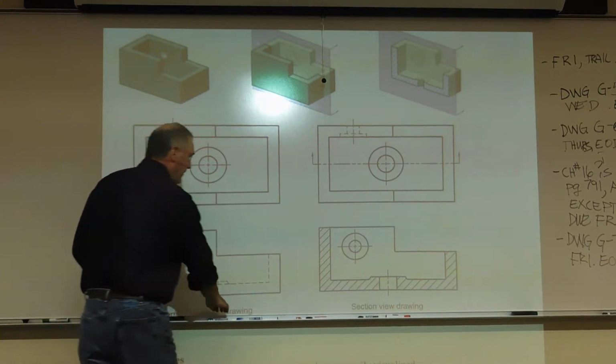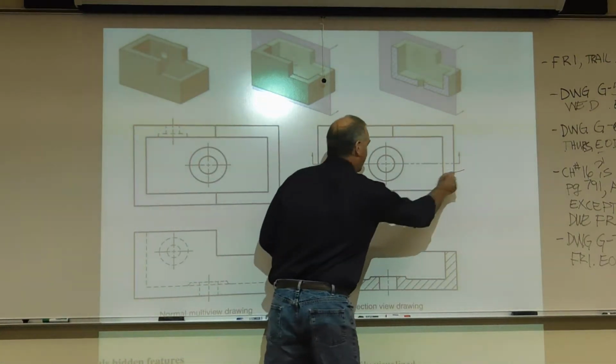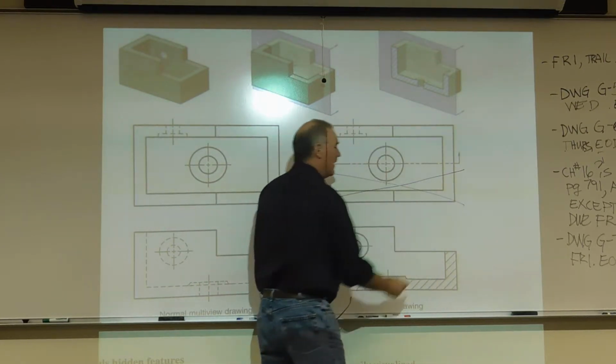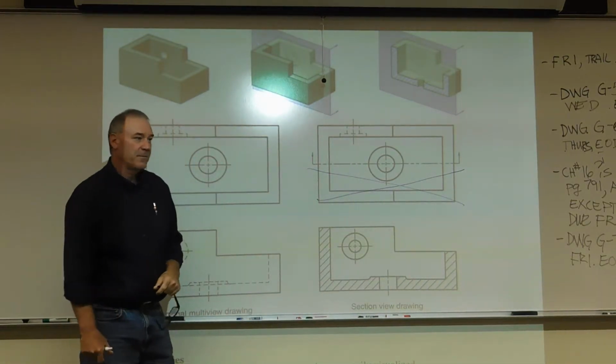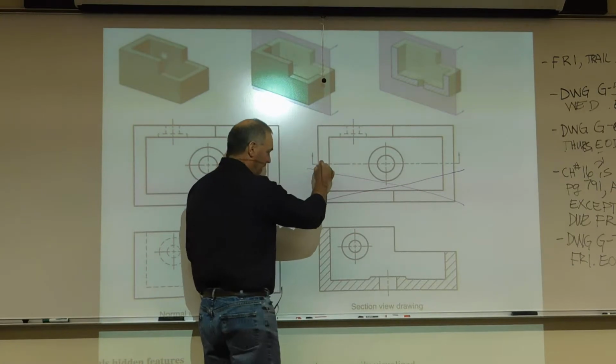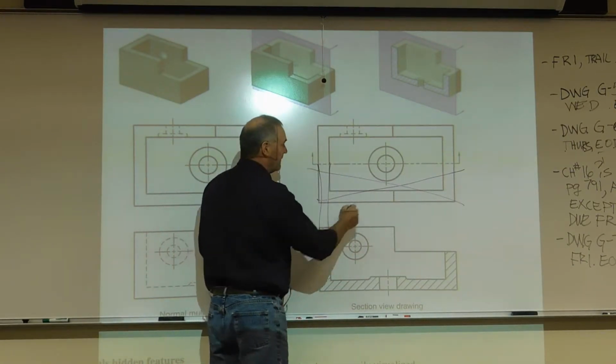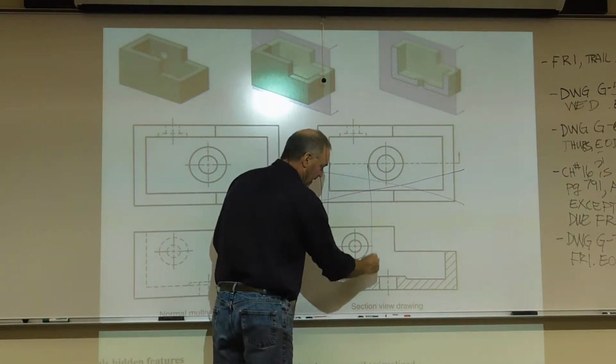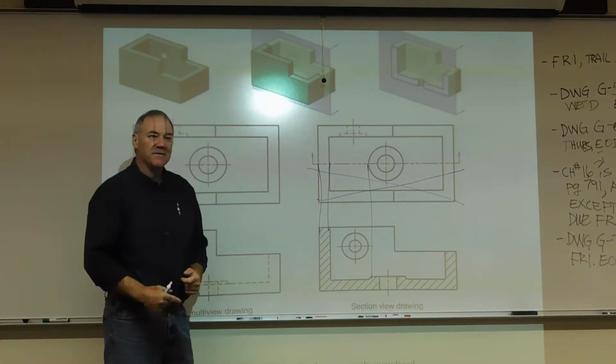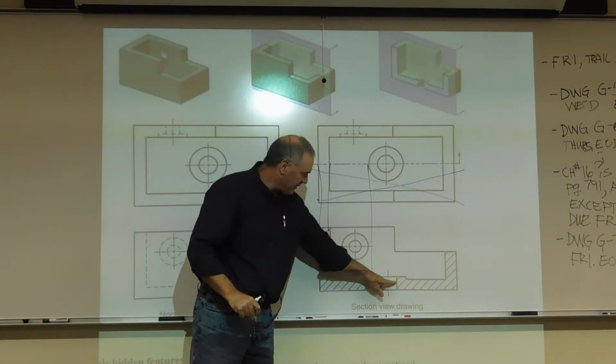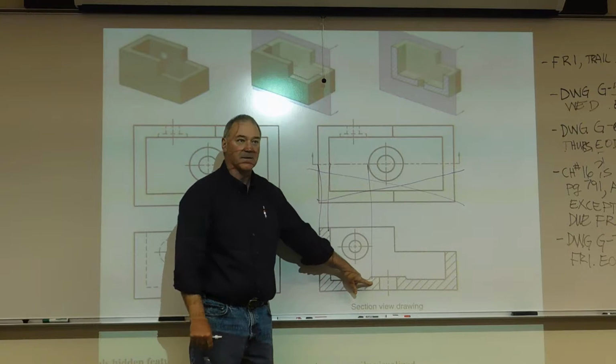So in essence, when we do this section, we're taking this guy right here and throwing it away. We are projecting from this line down. So that goes to there, that goes to there, and then these come down here. That gives us a good view of how this hole is really set up down here.